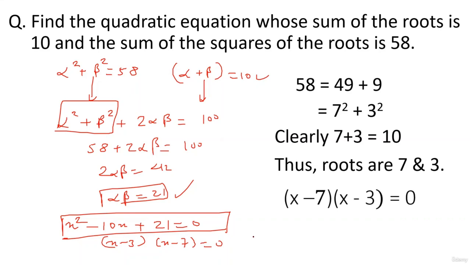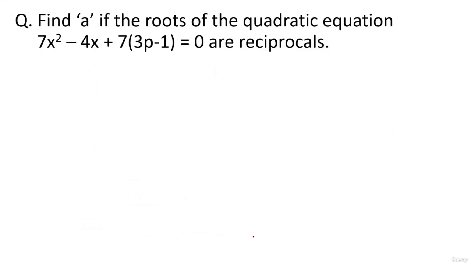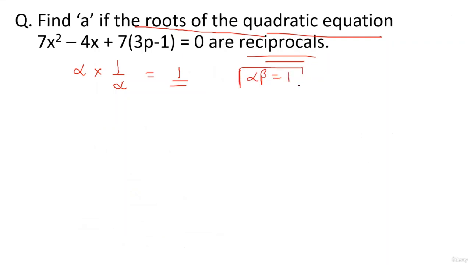Okay, let's go on to the next question, guys. Find p if the roots of the quadratic equation 7x square minus 4x plus 7 into 3p minus 1 is 0 are reciprocals. Okay. So guys, if the roots are reciprocals, meaning if one root is alpha, what will the other root be? 1 upon alpha, right? In that case, if you multiply these two roots, the product will be 1. So guys, always remember, whenever the roots of a quadratic equation are reciprocals, then the product of the roots is simply equal to 1.